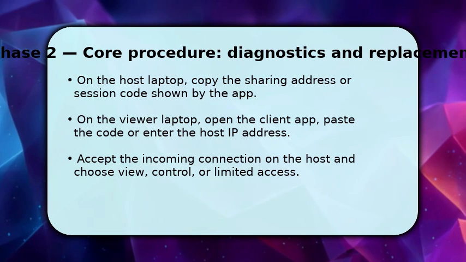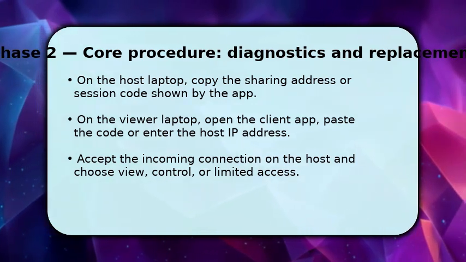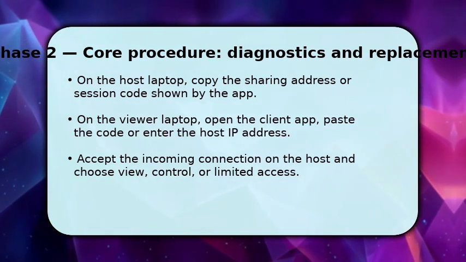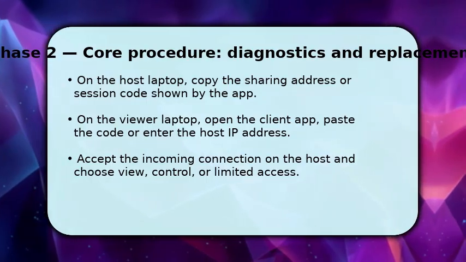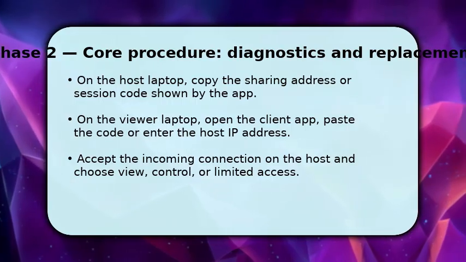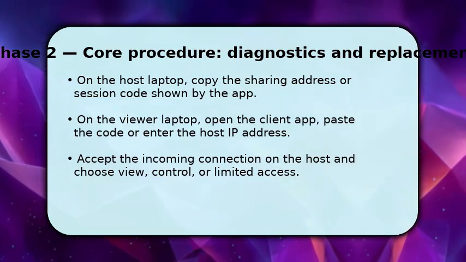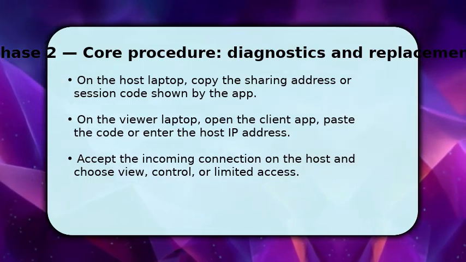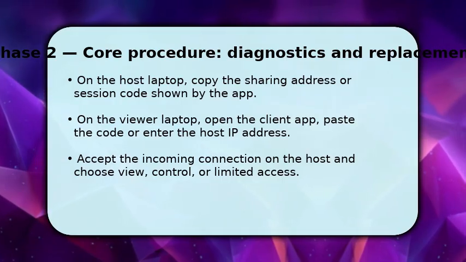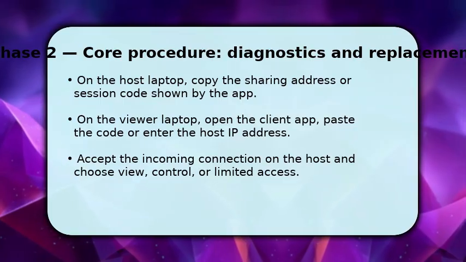Now, on the host machine, copy the sharing address or session code shown in the screen sharing app. That is what you will send. Then, on the viewer laptop, open the matching client, paste the code or type the host IP address and press connect. When the host receives the incoming connection request, accept it and choose whether to allow control or view-only access. Once connected, adjust resolution and scaling in the app so the display is readable and responsive.